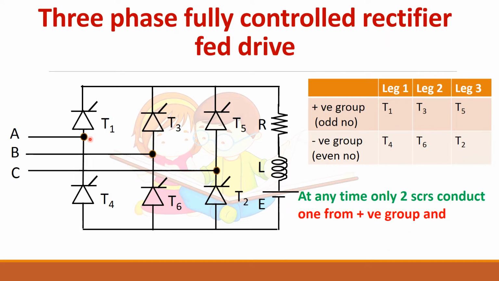At any time only 2 devices will be in conduction, that is one from the positive group, the upper group, and one from the lower group. So only 2 devices will be in conduction at any time, and that too one will be an upper device and one will be a lower device, so that the loop will be closed.